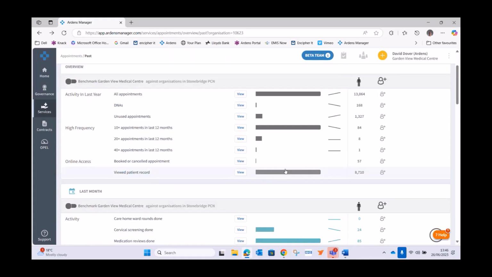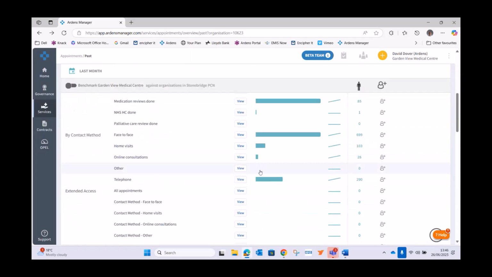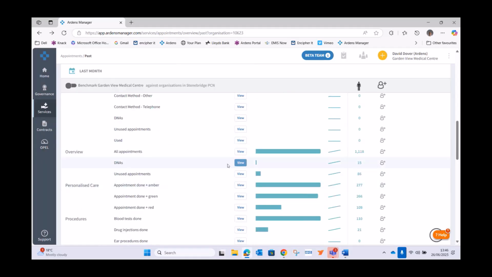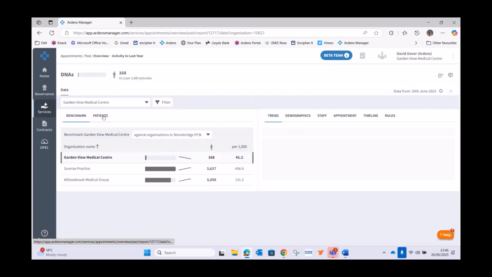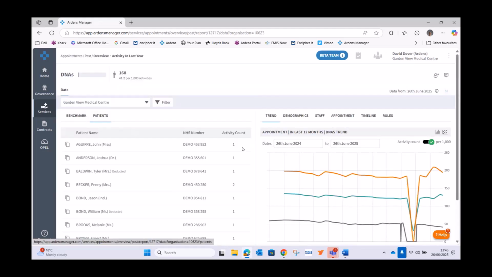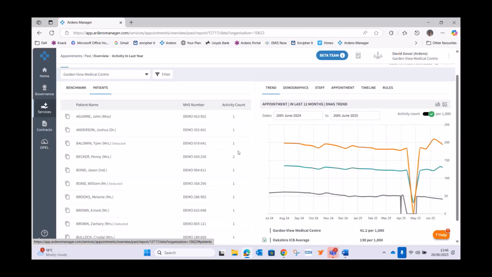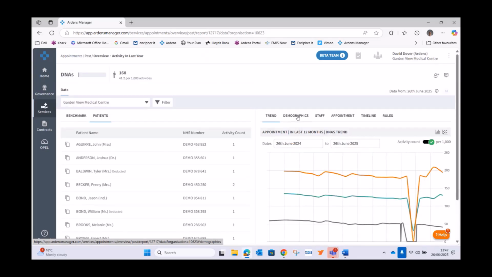Looking at your DNAs, which obviously could be quite a hot topic for most of you. Again, broken down by that last 12-month activity, that last month's activity as well. Principle's the same. If I go into view, I've only had 168. Now you may quite conceivably deal with those DNAs on the day as patients do not attend for their appointments. But if I want a breakdown of that, I can see the patients, see who they are. Quite usefully now, you've also got an activity count on here as well, so looking at multiple DNAs that some of your patients have had. Again, I can break that down by staff.